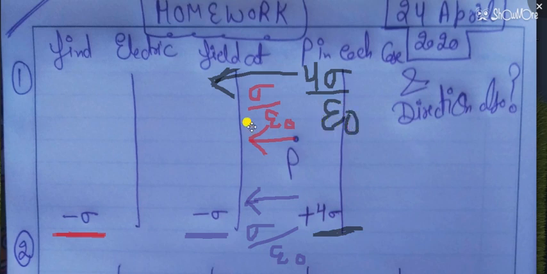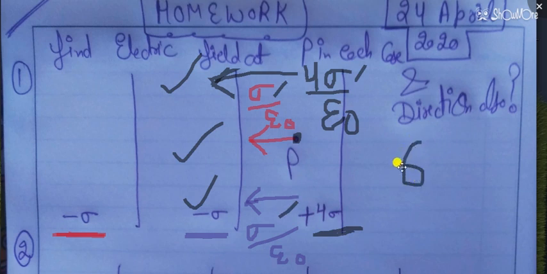So you can see here three vectors, vector one, vector two, and vector number 3, originating from this point P. I have taken them somewhat upward or downward so that you can easily understand. Now these three vectors are in the same direction, so they are added, and you get 4 sigma plus 1 sigma plus 1 sigma, so you will get 6 sigma by epsilon naught as your answer.